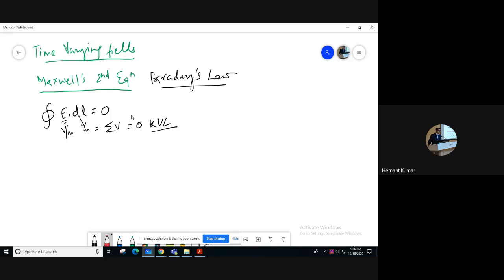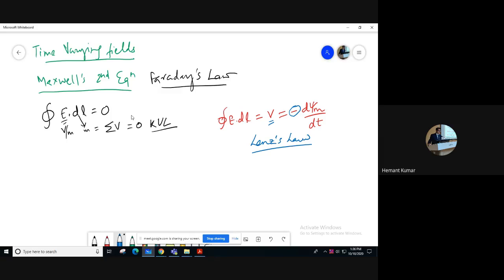So Faraday's law says the closed line integral of electric field intensity is equal to some voltage, and this voltage will depend on the change in the magnetic flux with respect to time. And there will be one minus sign, and this minus sign says that if the magnetic field is increasing, then the produced voltage will be in such a way that the current which flows in the conductor will oppose the change of this magnetic field. This negative sign explains Lenz's law.